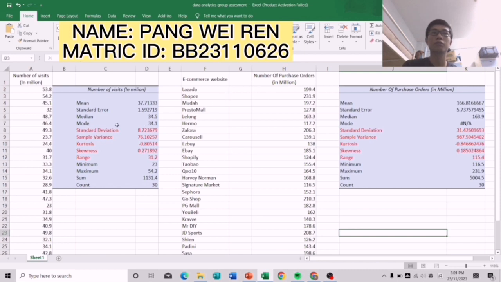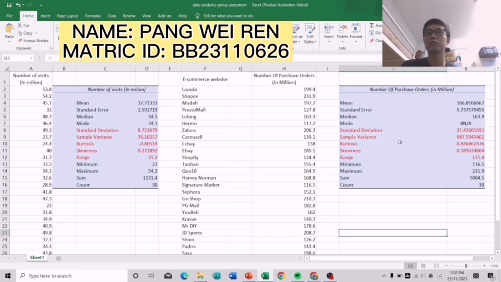The standard deviation for the number of visits in million is 8.7239. Well, the standard deviation for the number of purchase orders is 31.42601693. Then the sample variance for the number of visits is 76.10257.